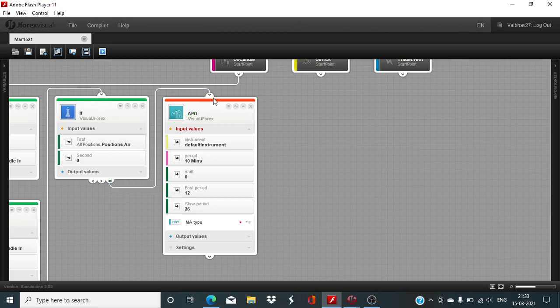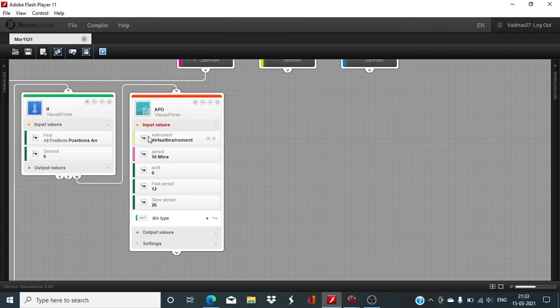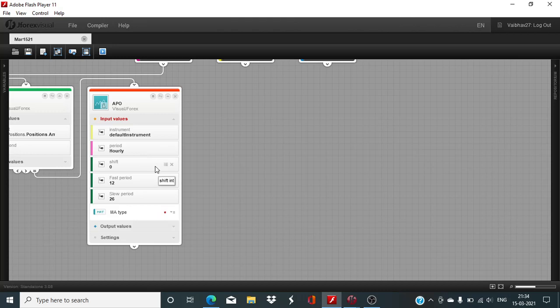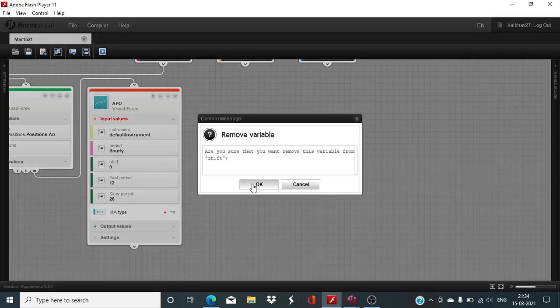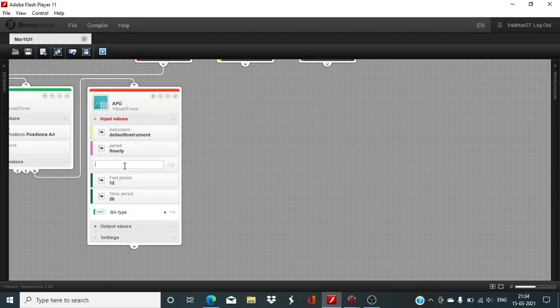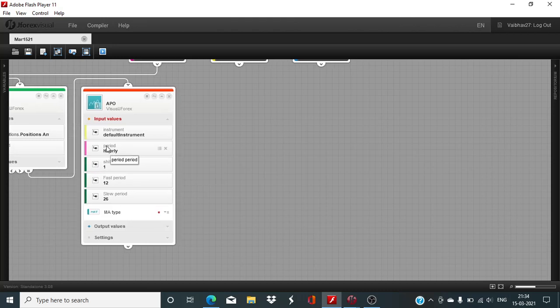So here we will take this. Now default instrument will remain as it is. Time period needs to be changed, and this will be made hourly. Okay. Shift 1, it will be 1 as we will be looking at the data for the last hour after that candle has closed, and fast period remains the default value 12, slow period also 26.